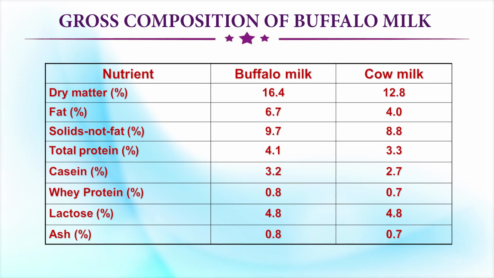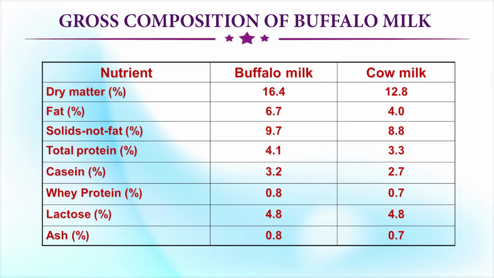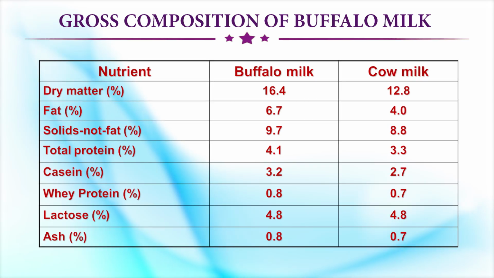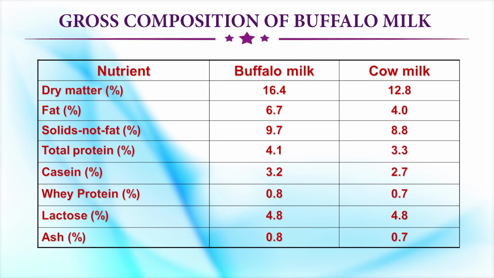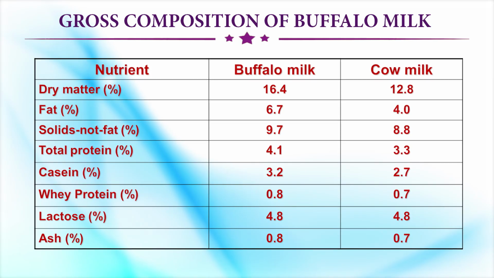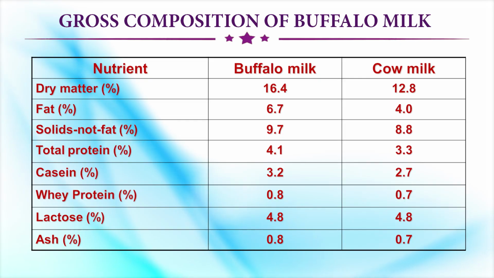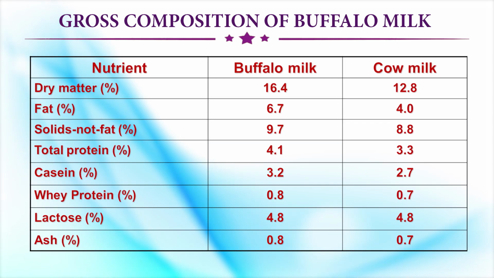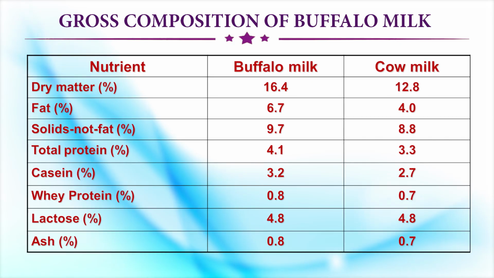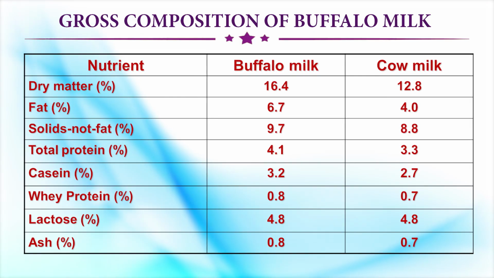Now, let us see the composition wise. The gross composition of buffalo and cow milk. The buffalo milk has dry matter 16.4, fat is 6.7, while in the cow milk the fat is only 4. The solid not fat is 9.7 and in cow milk it is 8.8. Protein is 4.1 in buffalo milk, in cow milk it is 3.3, casein is 3.2 and in cow milk it is 2.7, whey protein is also more with 0.8, lactose is almost same 4.8 and ash is 0.8 in buffalo milk and in cow milk it is 0.7.